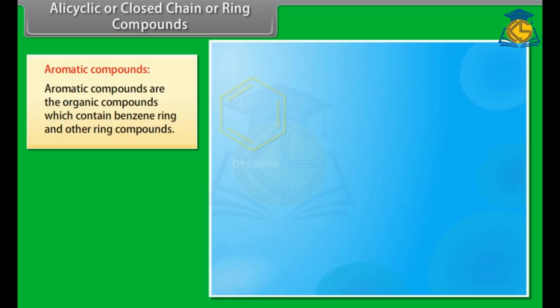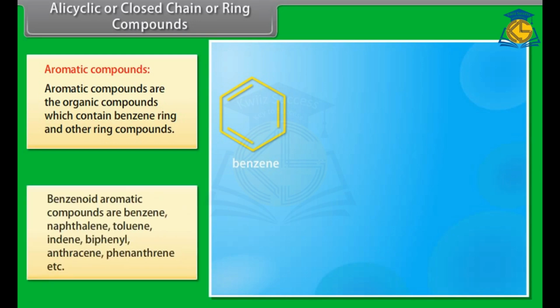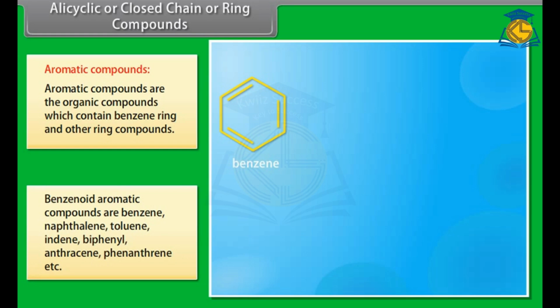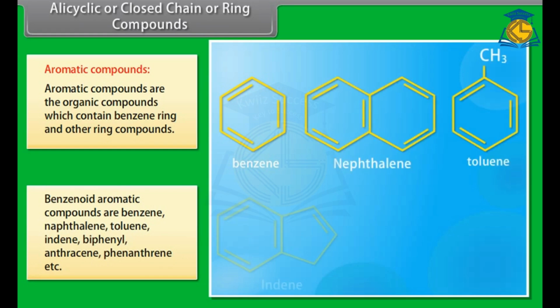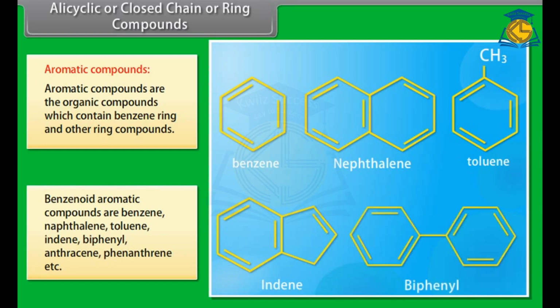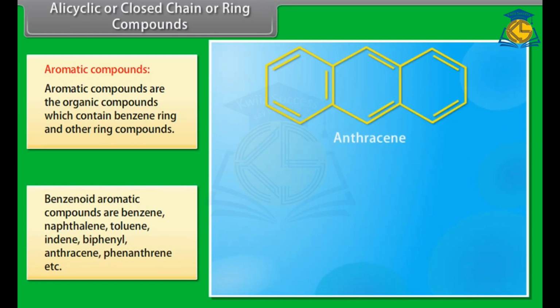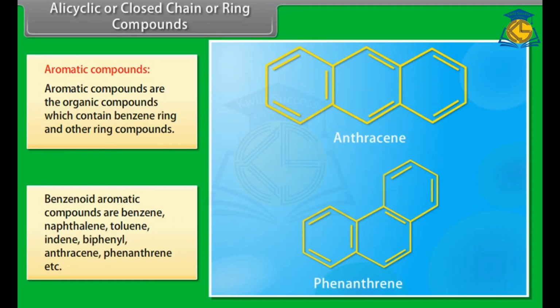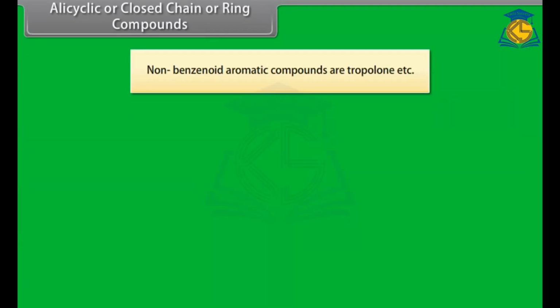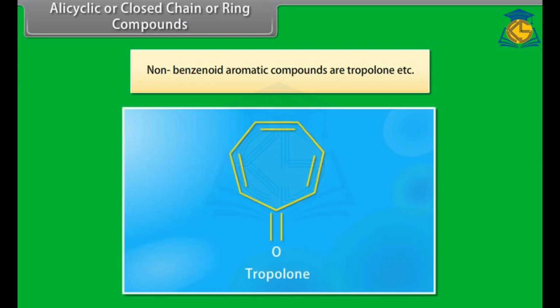Aromatic compounds are the organic compounds which contain benzene ring and other ring compounds. Benzenoid aromatic compounds are benzene, naphthalene, toluene, indene, biphenyl, anthracene, phenanthrene, etc. Non-benzenoid aromatic compounds are tropylene, etc.